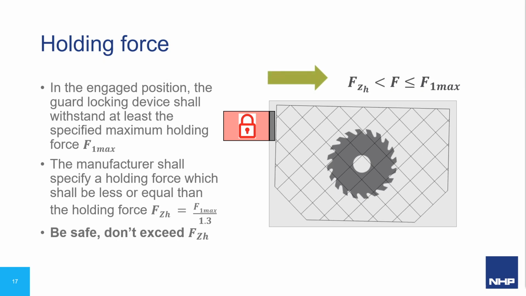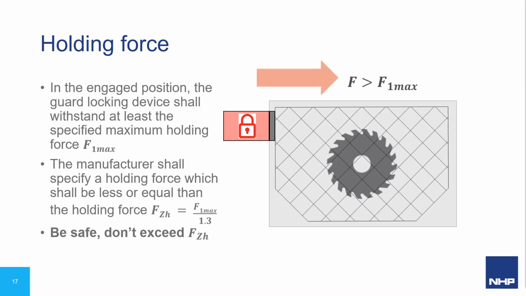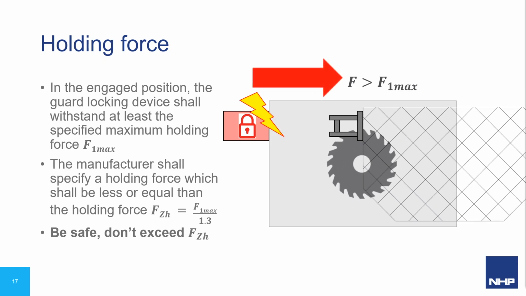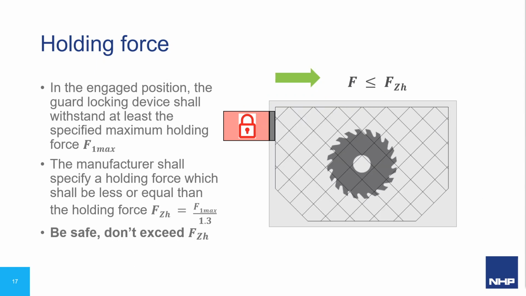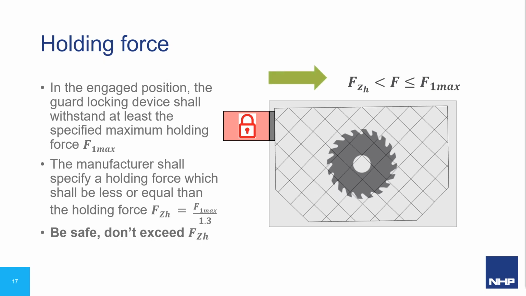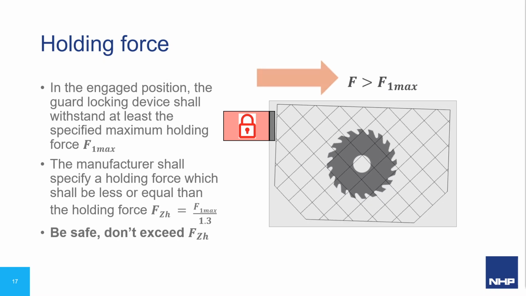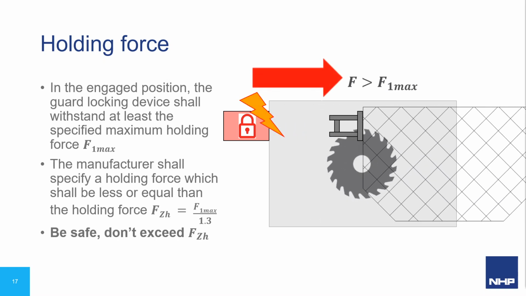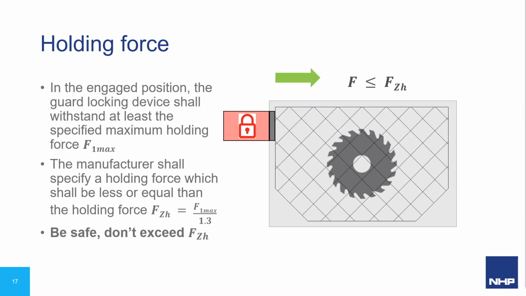Keeping the guard locked during hazardous motion is all well and good, but the lock needs to be strong enough to withstand any reasonably expected forces. For example, someone pulling on the guard really, really hard, or even material being ejected from the process and hitting the guard. For this reason, all guard locking devices have a quoted holding force, which needs to be higher than the forces expected upon the guard.